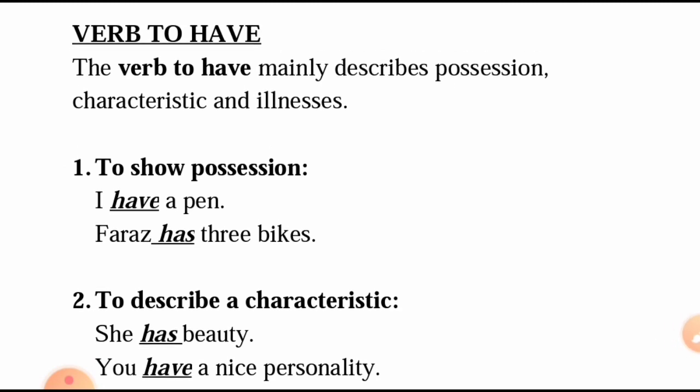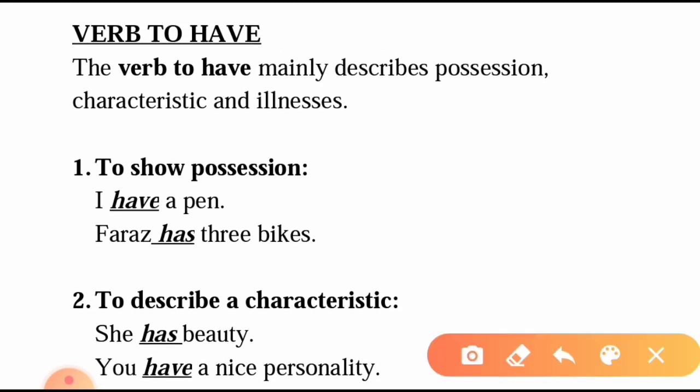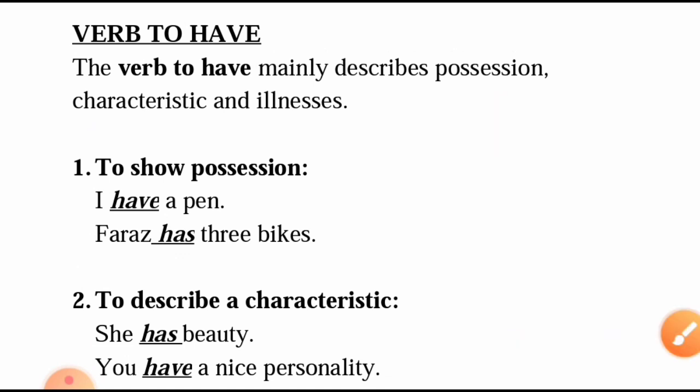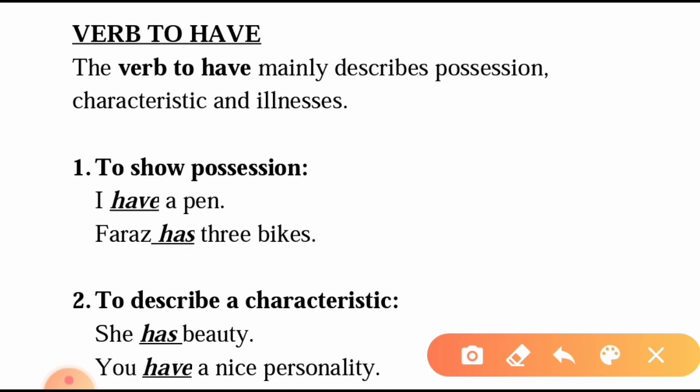So now the verb to have, you can see the definition. It mainly describes position, characteristics, and illnesses. So now there are three uses of verb to have. The first is to show possession. When you are talking about the possession of a person, place, or anything, you have to use verb to have. How can you use that?